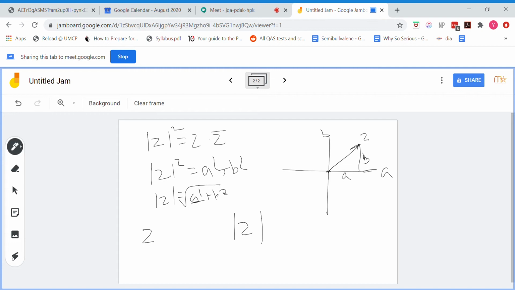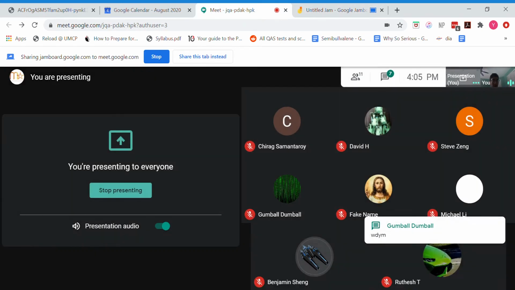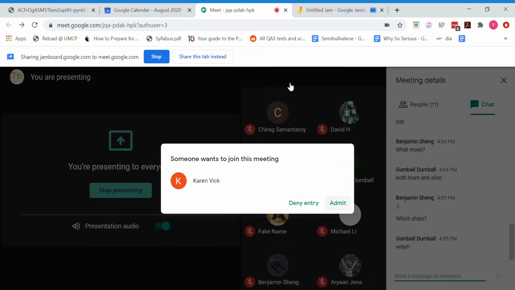So one important property of complex numbers is that they are very helpful when they are written in polar coordinates. So this is just Cartesian coordinates, a plus bi.